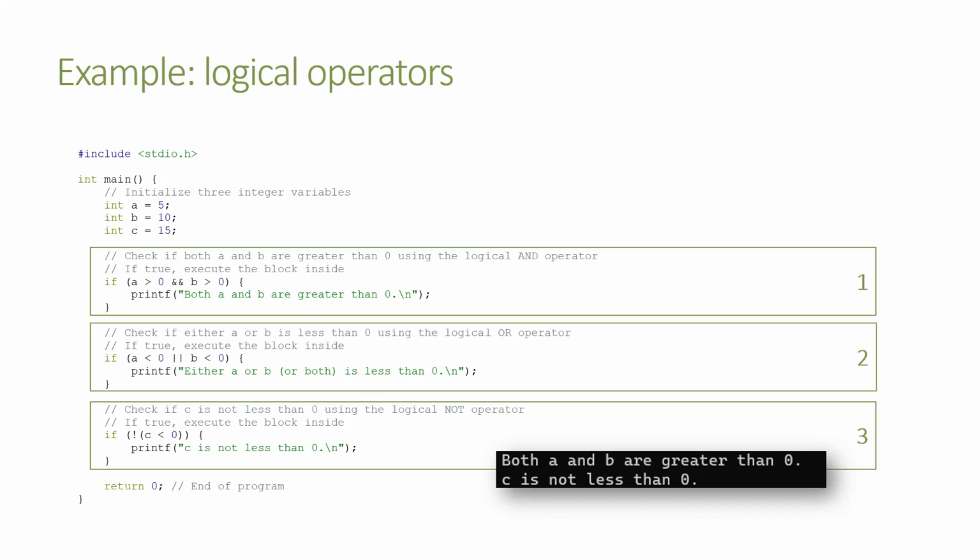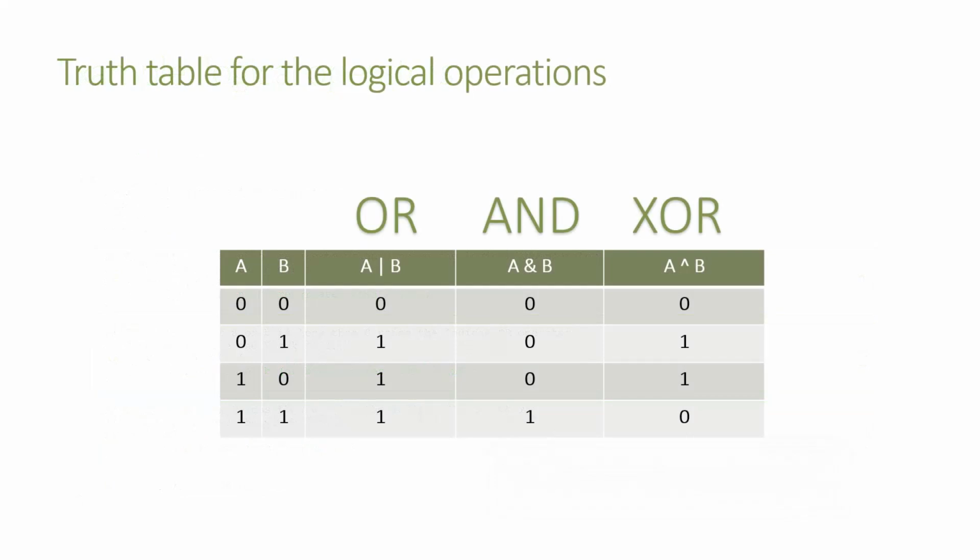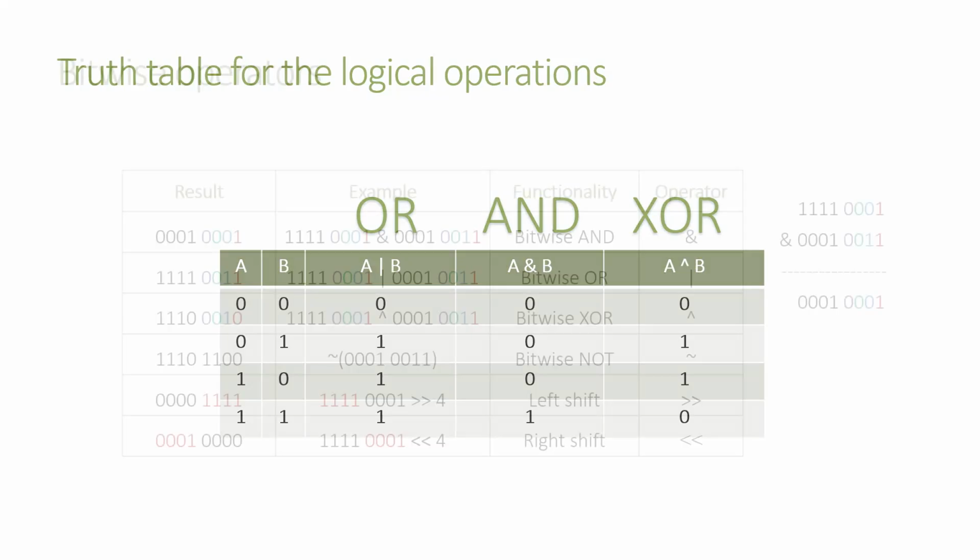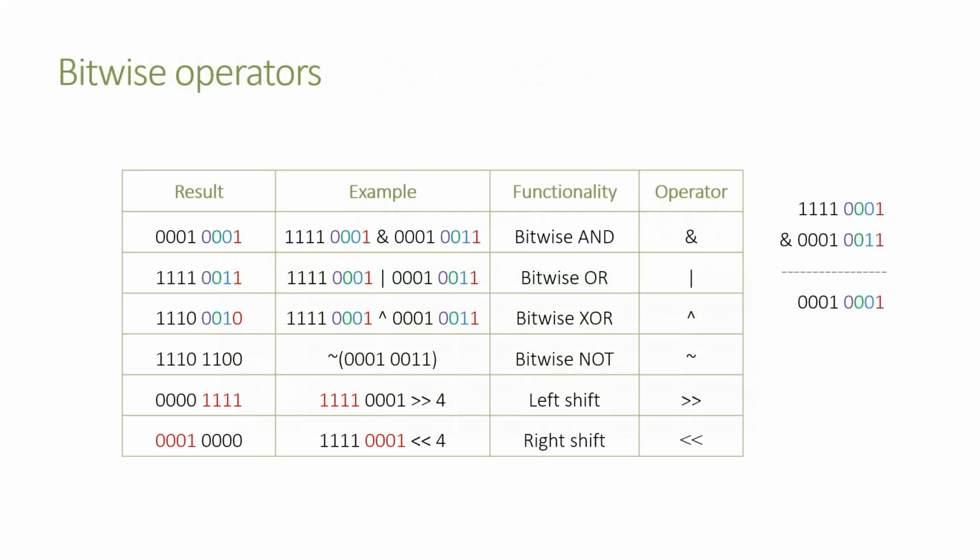Here is the truth table for the logical OR, AND, and XOR operations. The truth table shows all possible combinations of input values a and b and the corresponding results of each operation. This table provides a simple example for each bitwise operator.